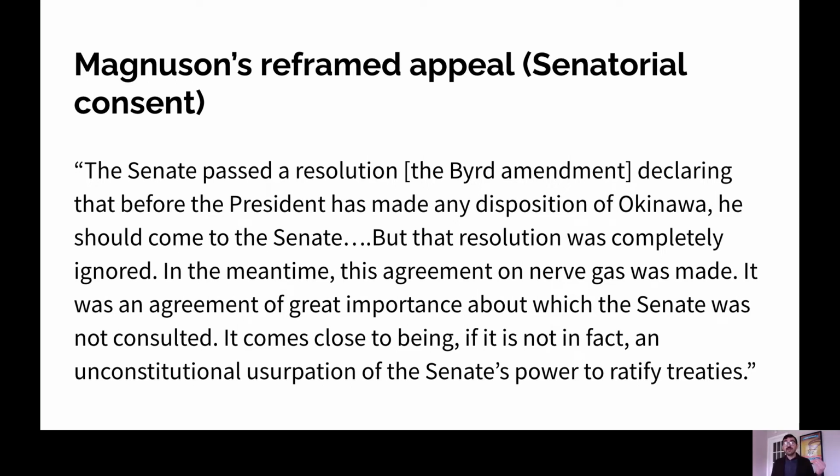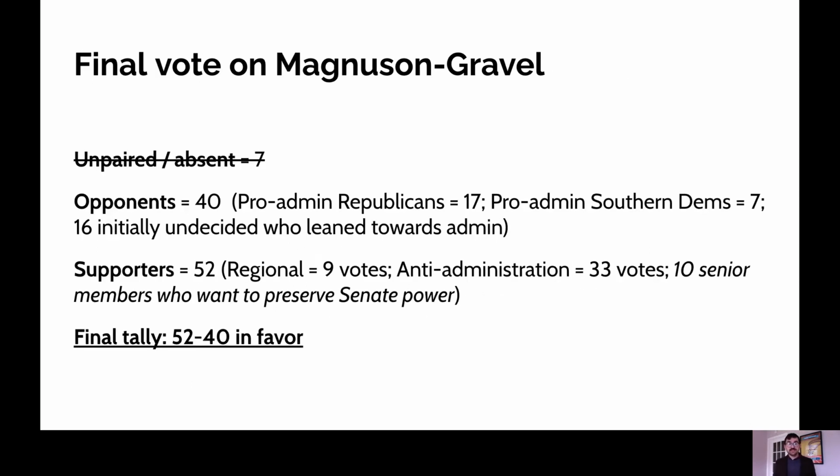He doesn't talk at all about the train going through the country. He doesn't talk at all about his constituents or even the effects of nerve gas. It's not about that, right? He knows that to appeal to those members of the Senate that might not care about this because it doesn't affect their constituents, he has to talk about something it does affect, which is the power of the Senate to ratify treaties.